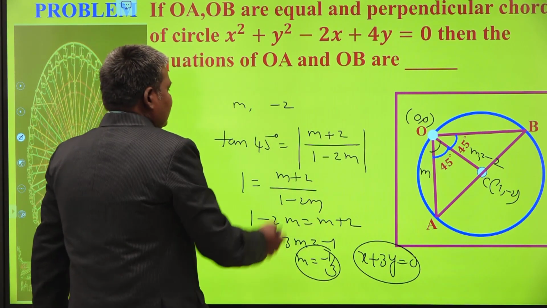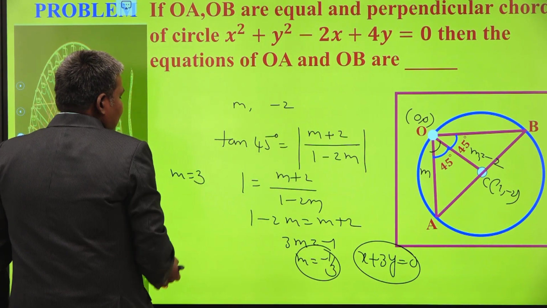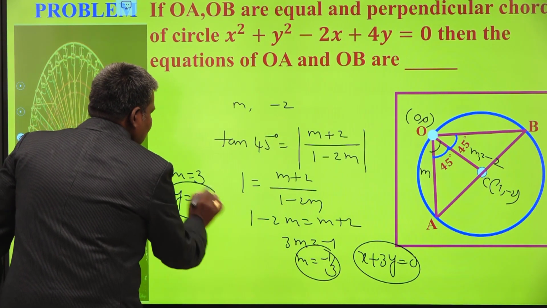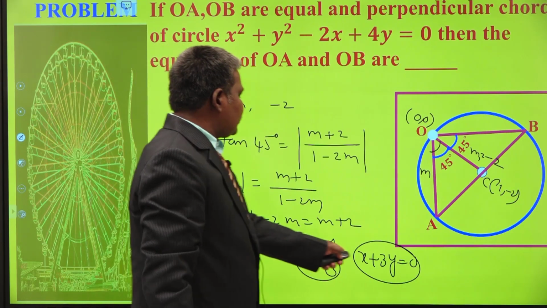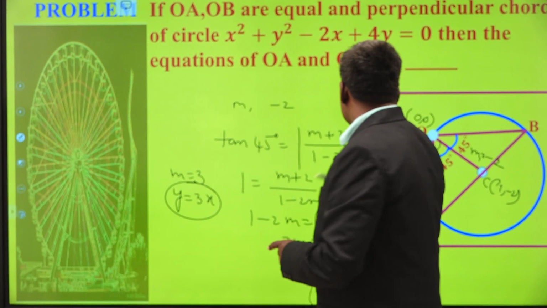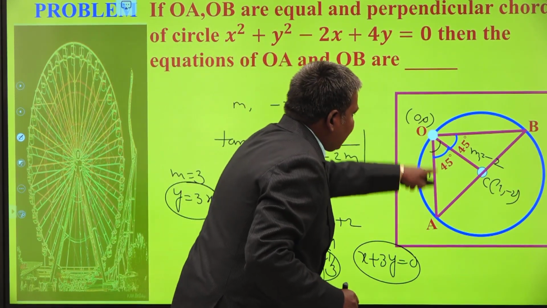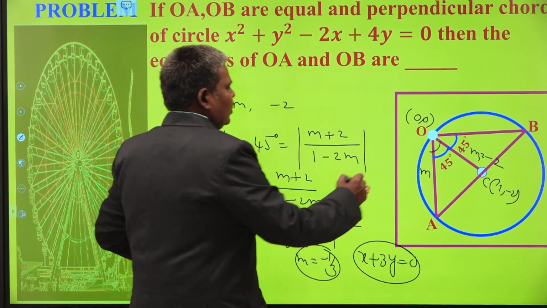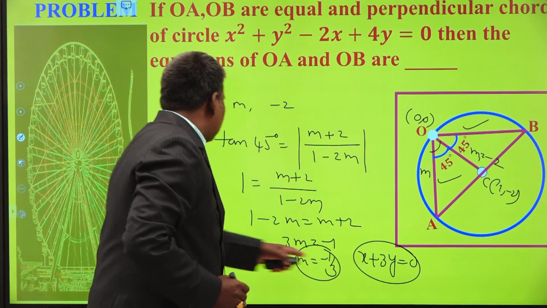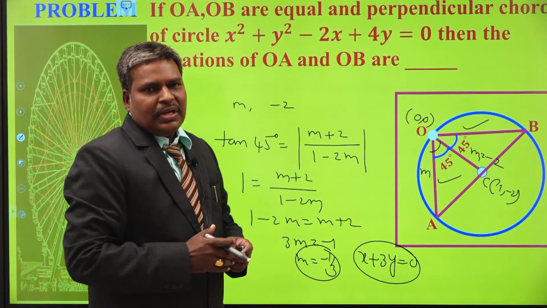In the same manner, for the negative value, we get m equals 3. When the point is the origin, the line is y equals 3x. So these are the two equations: y equals 3x and x plus 3y equals 0 are the two equations which pass through the origin, and they make an angle of 90 degrees. These are the chord equations. One is x plus 3y equals 0, the other one is y equals 3x. In this manner, we crack this problem. Understand? Thank you.